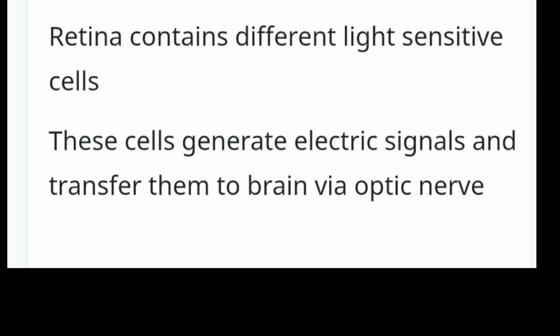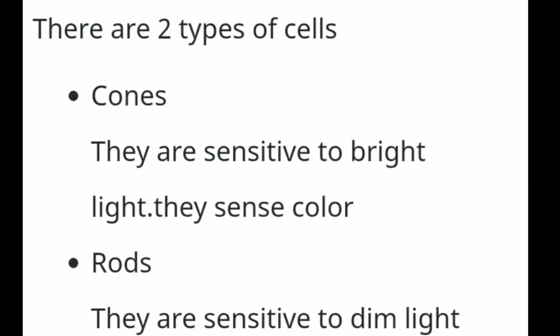These cells generate electrical signals and transfer them to brain via the optic nerve. We had labeled the optic nerve in the diagram. So these are the two types of cells we had mentioned. The cones, they are sensitive to bright light and they sense color, and rods are sensitive to dim light.